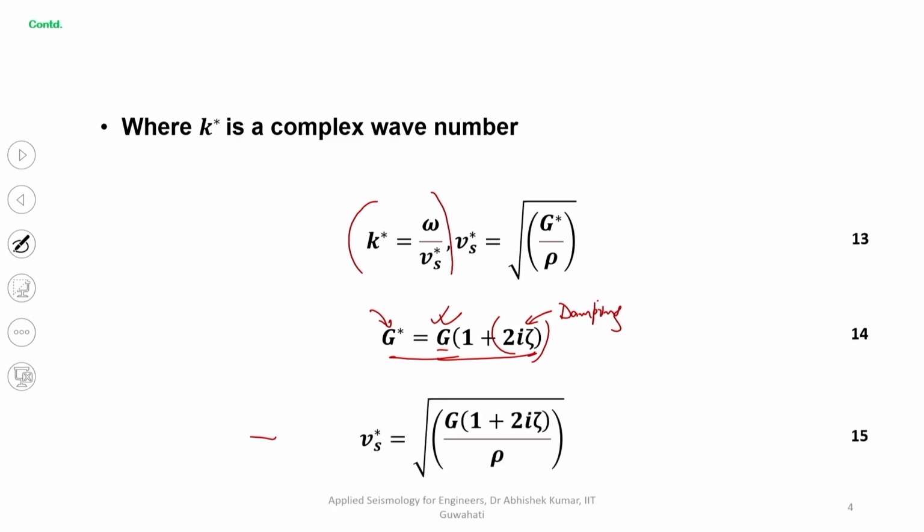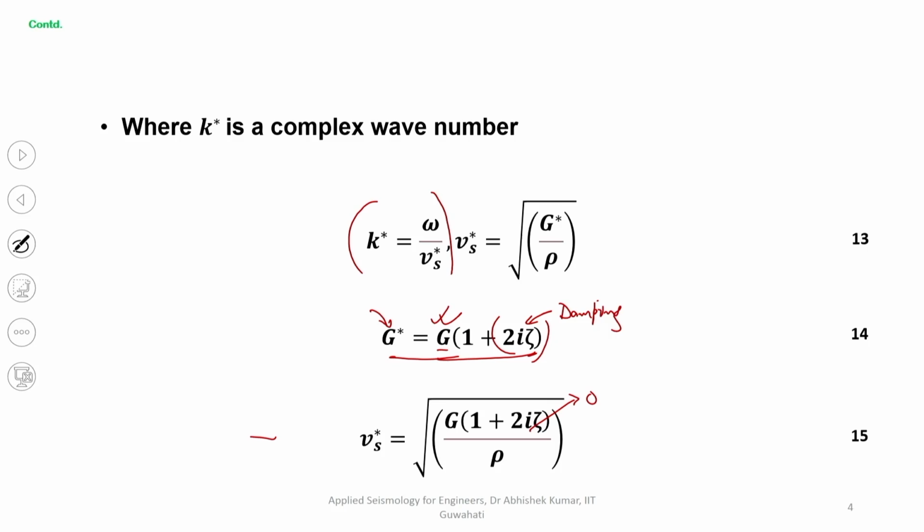Again, V s star you can correlate simply by replacing G star with G times 1 plus twice iota chi; the equation remains the same. So, if you have the damping ratio of the medium and the shear modulus of the medium, you can find out the complex shear velocity of the propagation medium. Remember, if the medium is not offering resistance due to damping, the second component will become 0 and you will come back to the original form of the undamped case, that is G over rho.